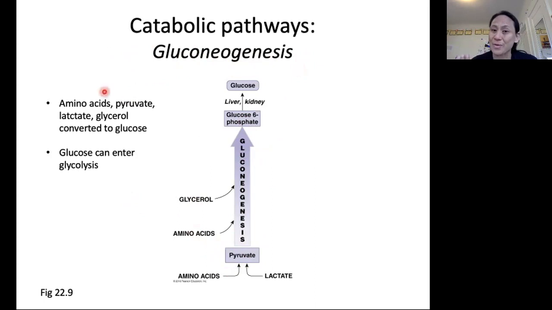So what are these other molecule types? Amino acids, pyruvate, lactate, glycerol. You can see a couple of them depicted here in this diagram. Once we have glucose, we can then phosphorylate it, and that can enter glycolysis, and then that can give us ATP.